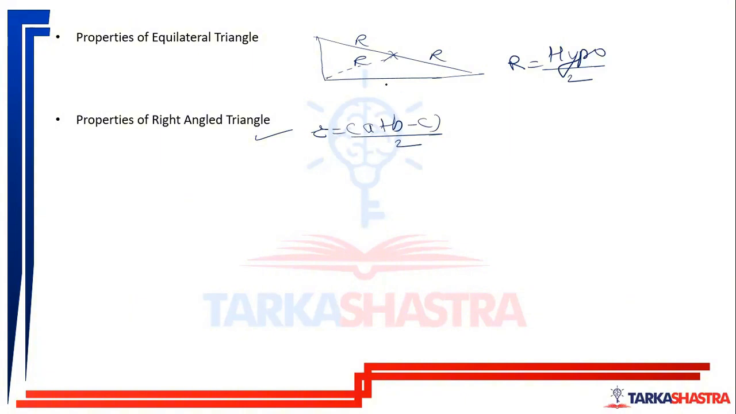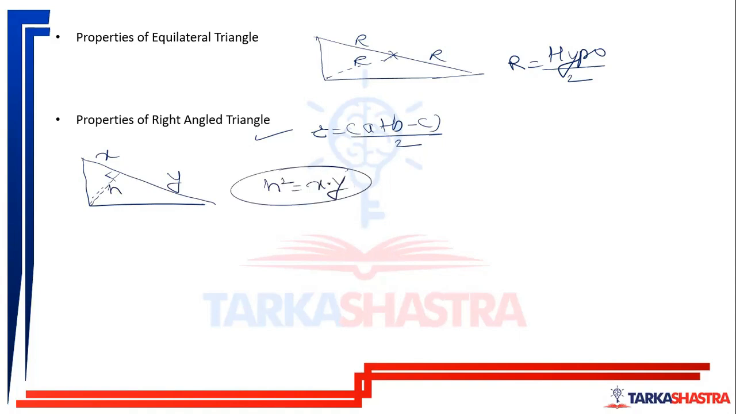Then if I have drawn, let us say this is a right angle triangle in which I have drawn an altitude on the hypotenuse, which is dividing the hypotenuse in the parts x and y. Then in this case h square equals x into y. Okay.